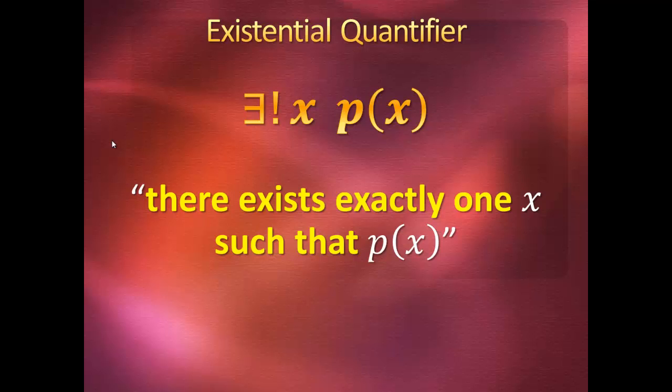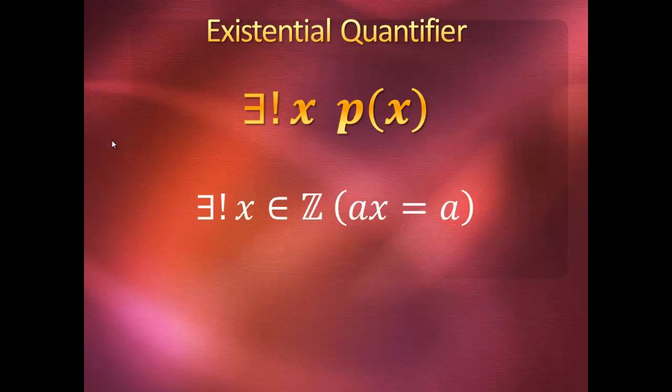This quantifier is commonly seen with respect to equations that have only one solution. For instance, we might see the following statement about integers. There exists exactly one integer, x, such that a times x equals a. Of course, this is true. The x this statement's talking about is, of course, 1.